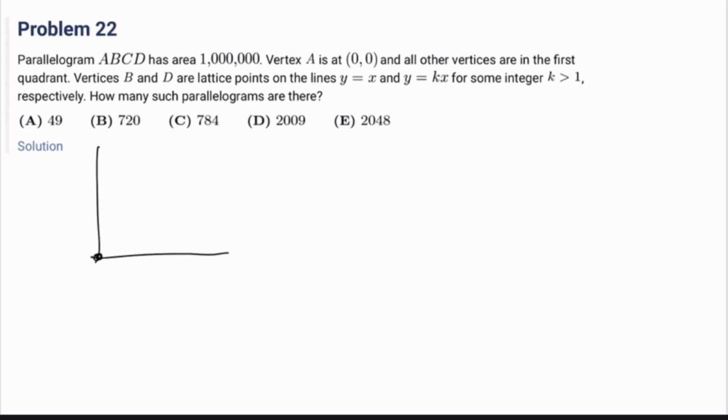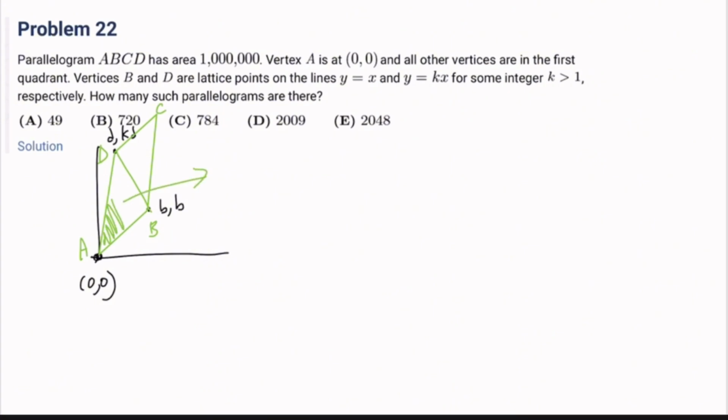We know that this is A, so this is 0, 0. Let's say B is on y equals x and D is on y equals kx. And so we will have this point B, b comma b, and we will have this point d comma kd, right? Because it's on y equals kx. And we will have C somewhere here. If we connect A and B, and connect A and D like that, C is going to be somewhere here. And so we know that ADB, like that.